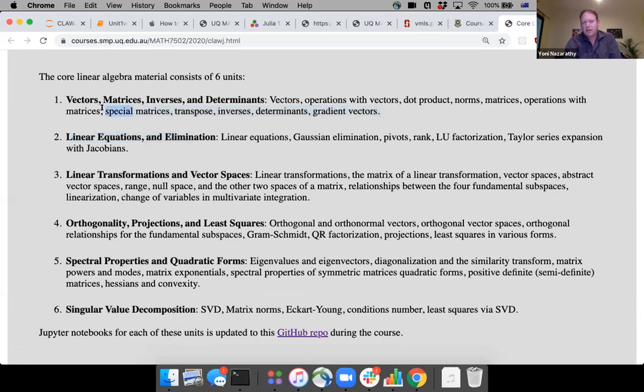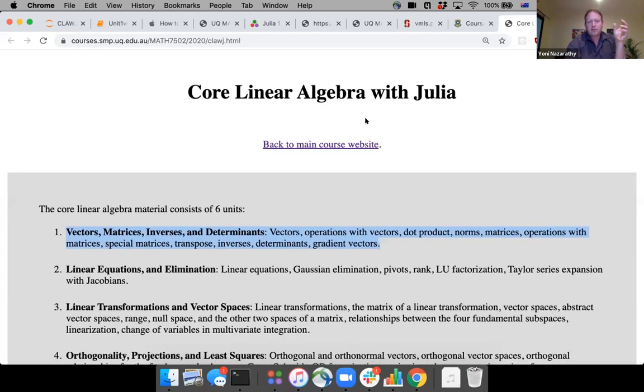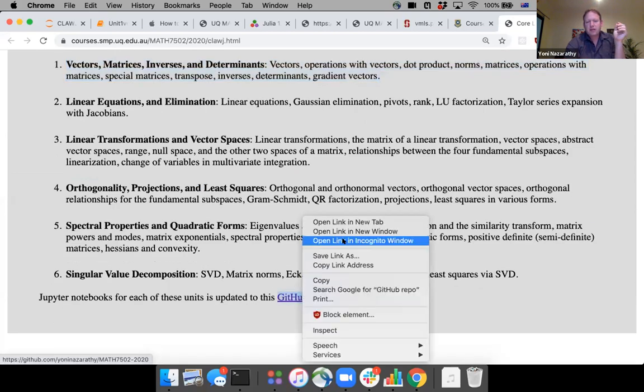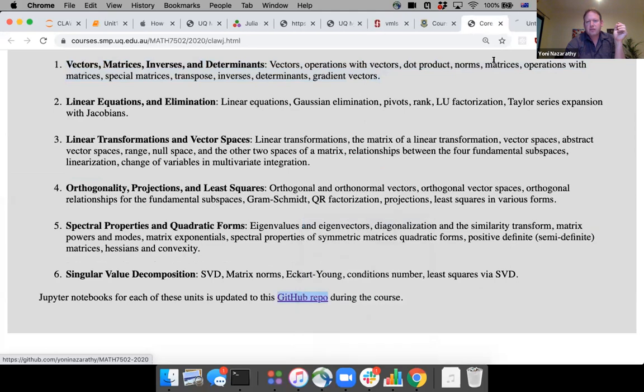Today we'll get a start, push forward on unit one. So there are basically six units here, and it's quite an extensive list of things that we'll touch and study. Very dry, so no data science in this representation in Core Linear Algebra with Julia. Now, I will put these things, and I think the first one for today is already on this GitHub repo, which is linked from there.